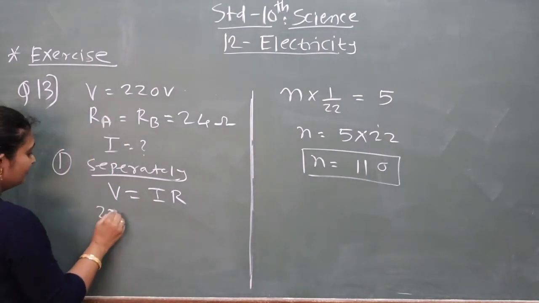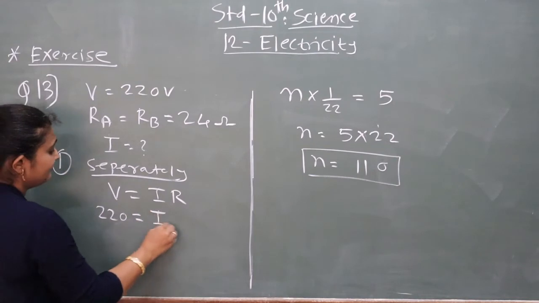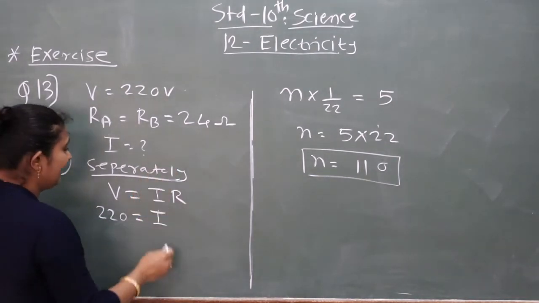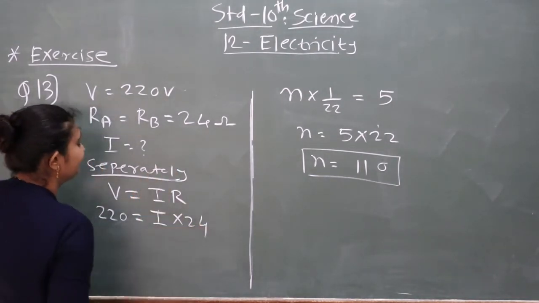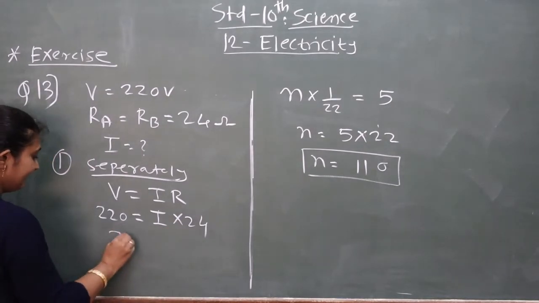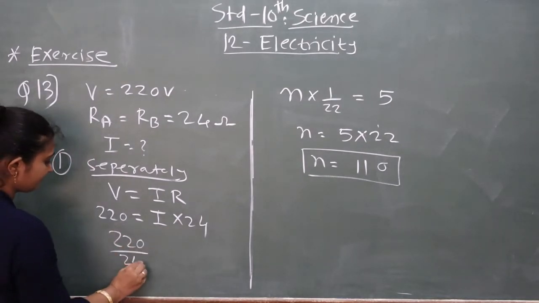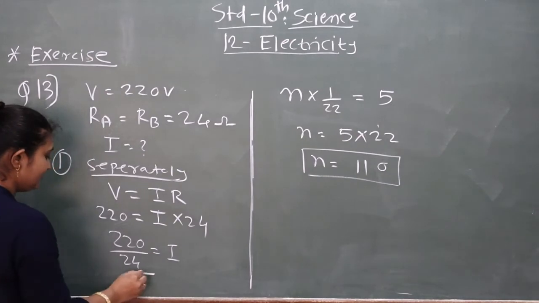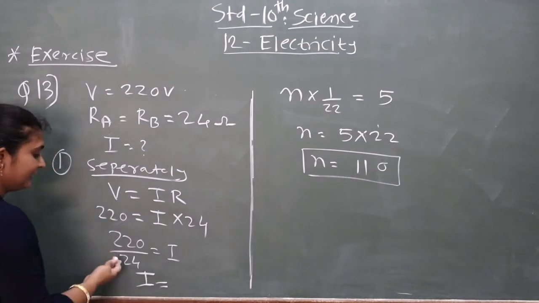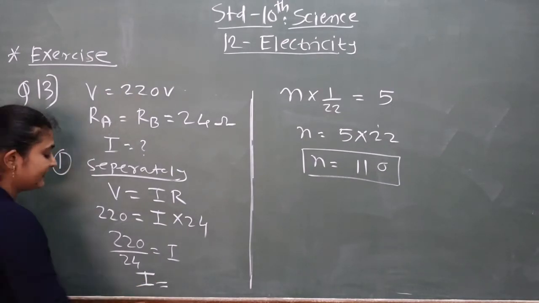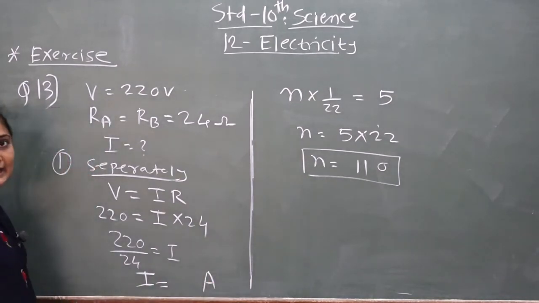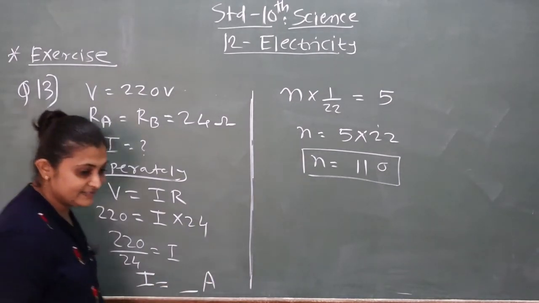V is equal to 220. I we have to calculate here, and R is equal to 24. 24 will be divided here, and this is homework for you. Calculate 220 upon 24. Answer will be in ampere. Write the answer in the comment section.